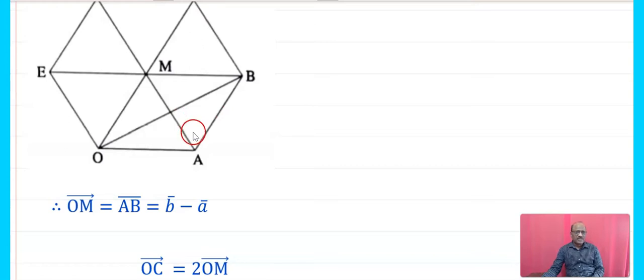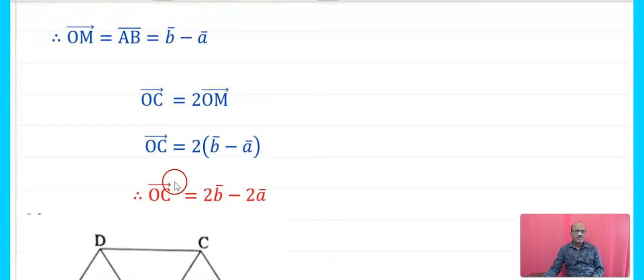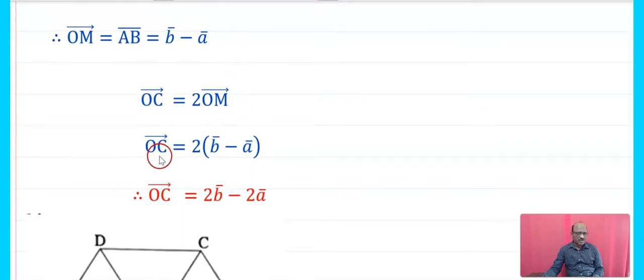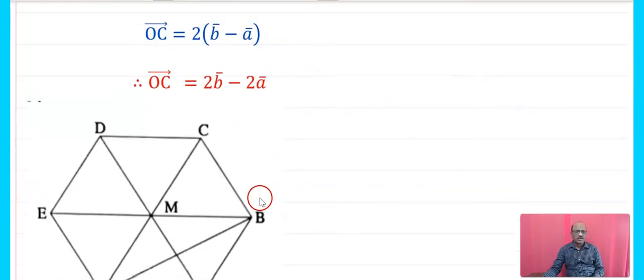Next, therefore what is OC bar? OC bar is nothing but 2 times OM bar. Therefore OC bar is equal to 2 in bracket OM bar, and that is in bracket b bar minus a bar. Therefore OC bar is equal to 2b bar minus 2a bar.